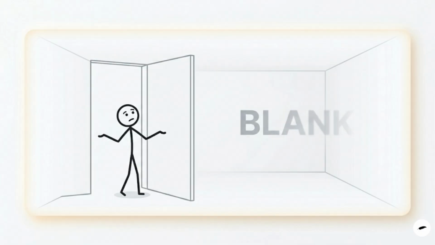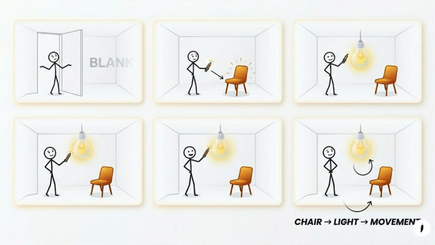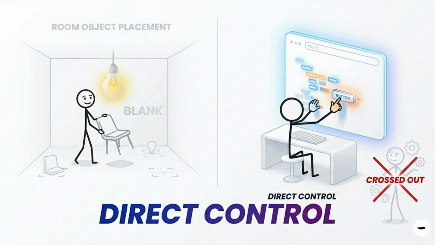Vanilla JavaScript. Suppose you open a blank room with no furniture, no decoration, and no tools except your own hands. You decide where every chair goes, where every light hangs, and how everything should move. In the same way, when you build with plain JavaScript, you directly control the browser without a framework helping you.